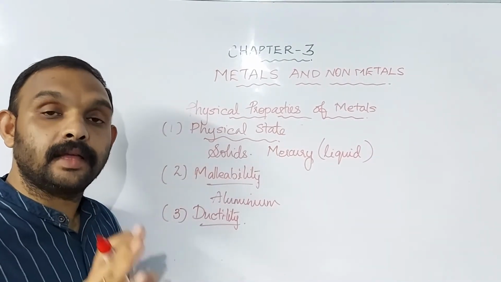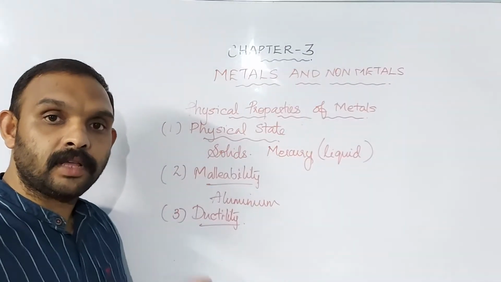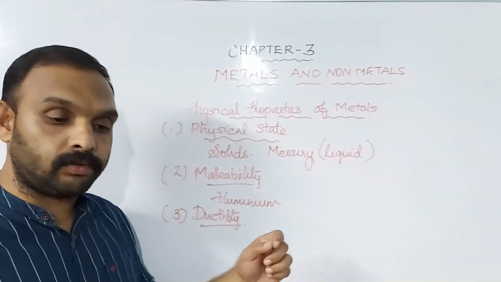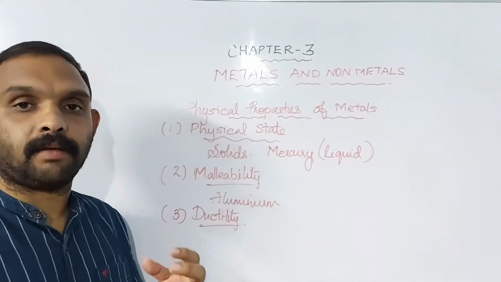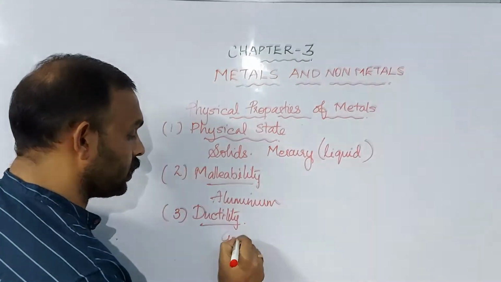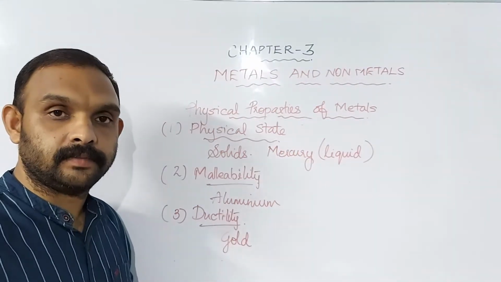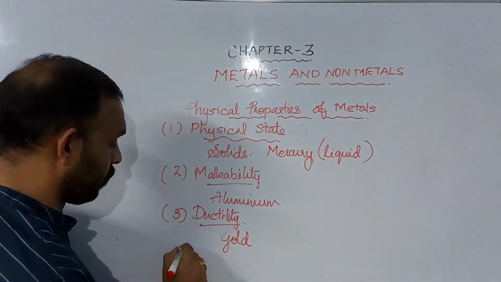It is only because of this ductility, because it is the property of metals by which they can be drawn into very thin wires. Gold is the best example because it is the metal which is showing the most important property, that is ductility. Clear? Now we are going to the fourth property.